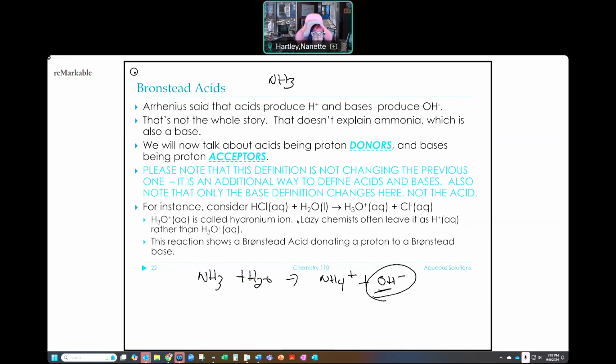All right. So now instead of talking about it being an OH minus donor, we're talking about acids being H plus donors, and bases being H plus acceptors. Okay, so it's a slightly different definition. Okay, so Bronsted acids donate protons, Bronsted bases accept them. Okay? So slightly different definition. You will need to know this at the end of the semester. Right now it's not that relevant, but it's important that I explain it to you. Okay?